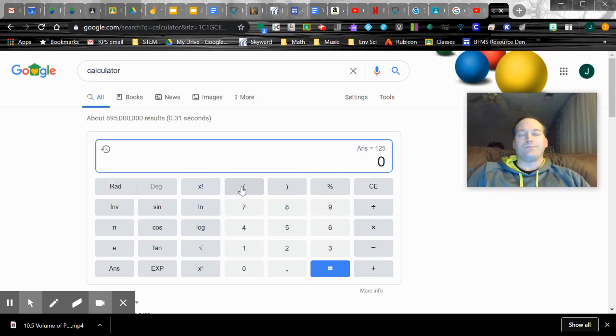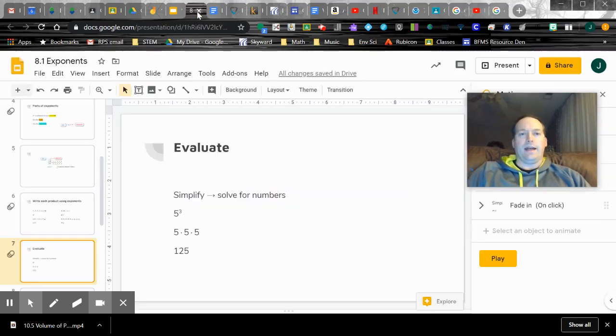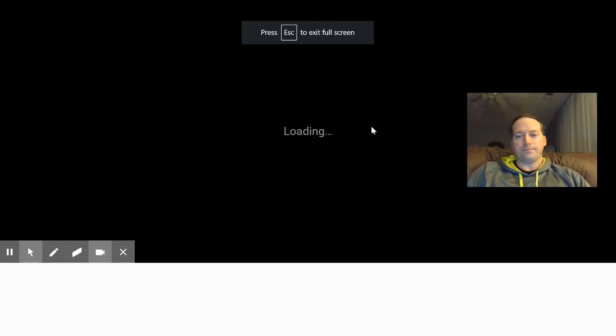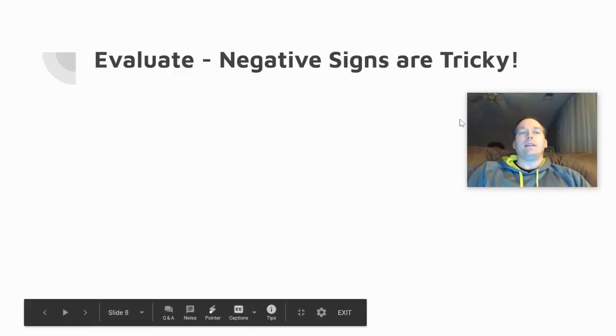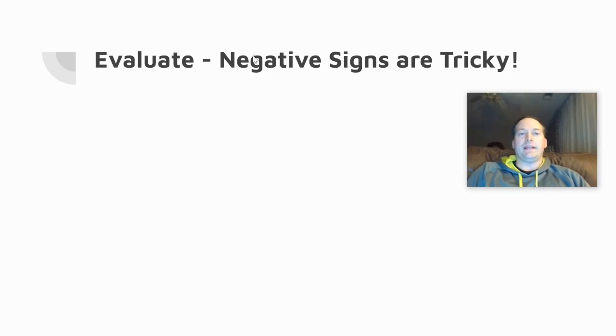It gets a little complicated on here if you're doing it with a fraction. So let's say it was like 2/3 to something. Then you'd have to do the numerator by itself and the denominator by itself. But you still can do that. It's not that complicated to do. Now, the next one you have to be very careful of is dealing with negative signs.